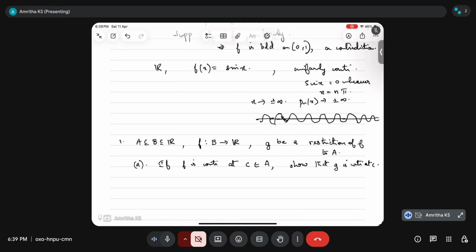This is easy because the same delta works for every epsilon, right? You just need to intersect it with A. Now the next part: show by example that G is continuous at C in A, but this need not imply that F is continuous at C.